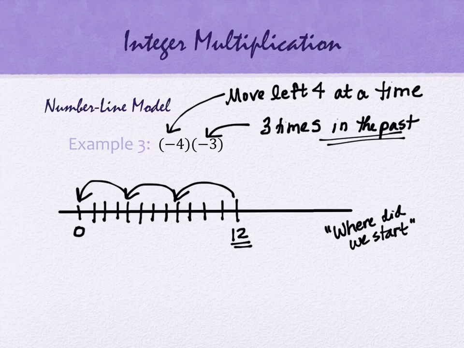Yep, Abby. Are they always going to both be negative? No, they wouldn't have to be. If this 3 had been positive at the end, we would have moved forward in time. We would have been moving backward because that's the 4 left at a time, but the question would have been where we ended instead of where we started. Where we ended would have been 0. So we would have had a 0 on the right, and negative 12 on the left.